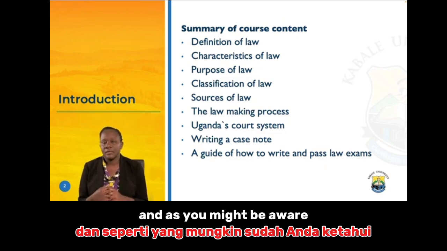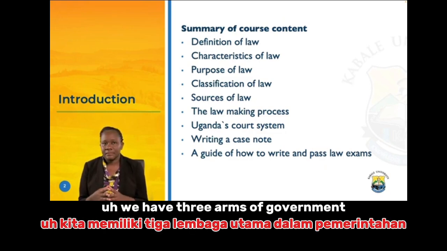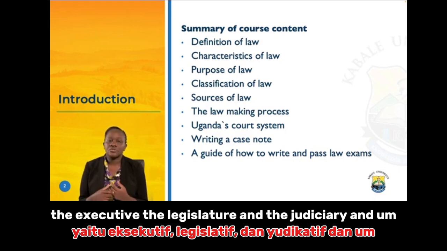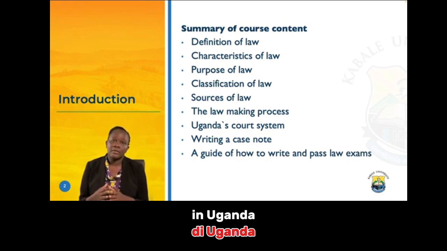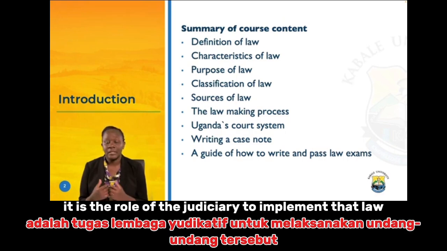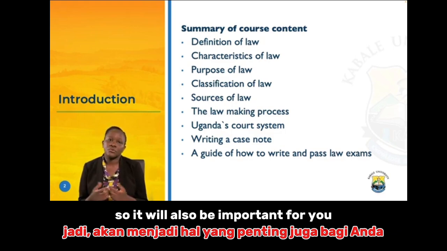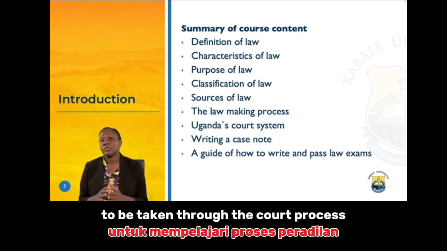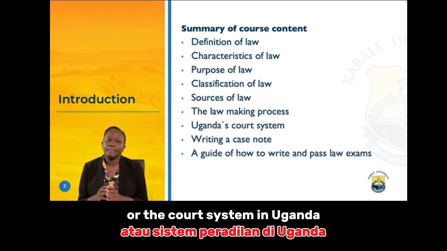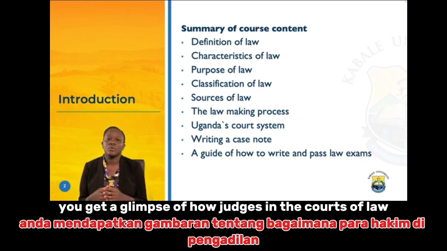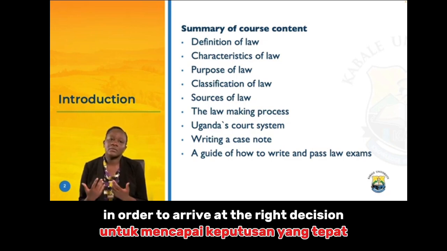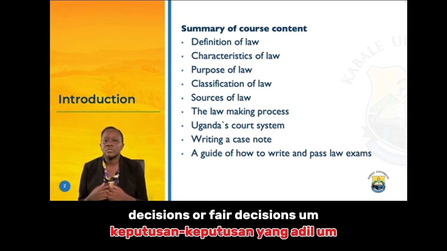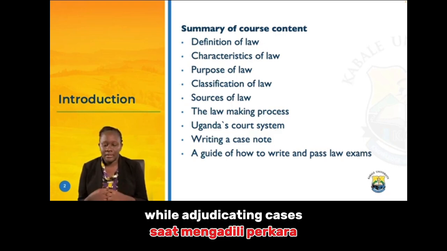And as you might be aware, we have three arms of government: the executive, the legislature, and the judiciary. And although it is the role of the legislature to make law in Uganda, it is the role of the judiciary to implement that law. So it will also be important for you to be taken through the court process or the court system in Uganda, so that you get a glimpse of how judges in the courts of law really arrive at decision making and interpreting the law in order to arrive at the right decisions or fair decisions while adjudicating cases.